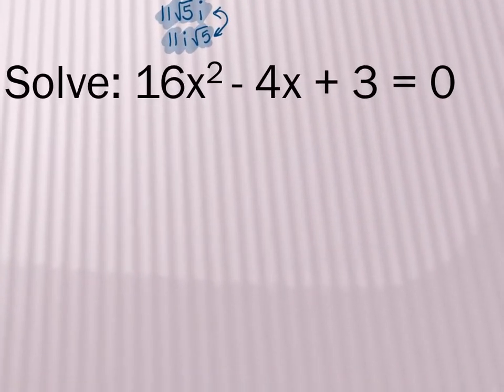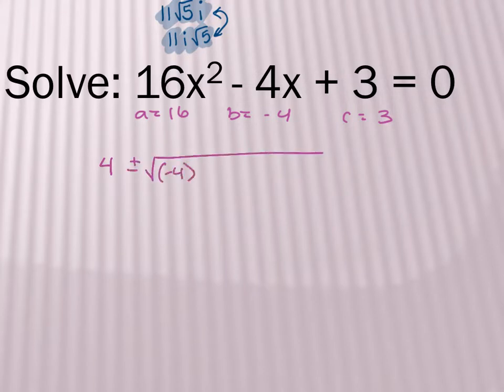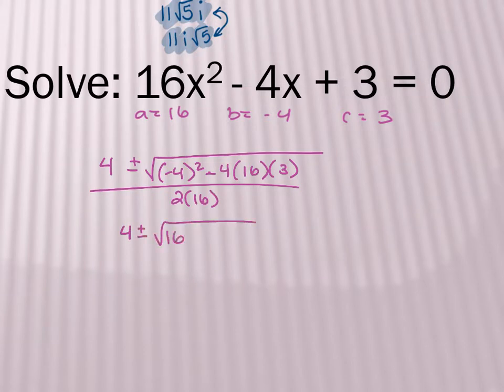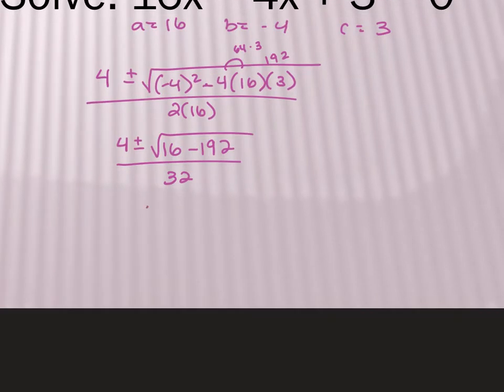Okay, and then the last one was your quadratic formula. So a is 16, b is negative 4, and c is 3. And I get negative b, which becomes positive 4, plus and minus the square root of b squared minus 4 times a times c, all over 2 times a. So I get 4 plus and minus the square root of 16 minus 64 times 3, which is 192, over 32. I get 4 plus and minus the square root of negative 176. Is that right?